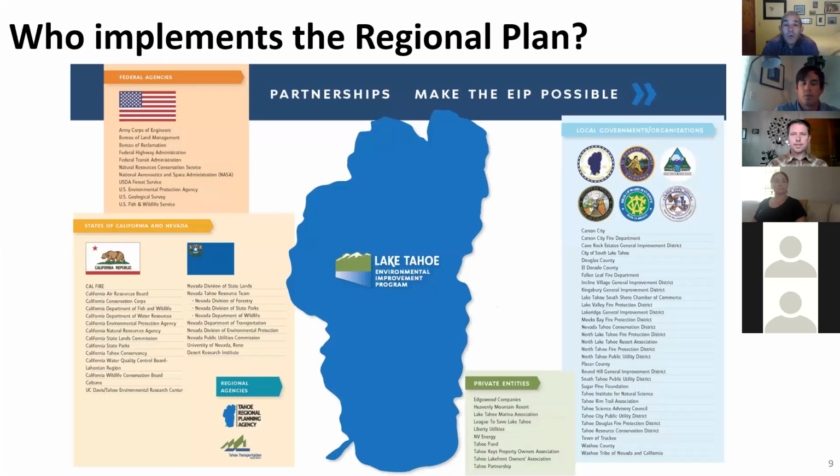And why it's so important to us that other people actually understand what's in the threshold standards is that the regional plan is not implemented by TRPA by itself. The regional plan is implemented by the entire Environmental Improvement Program partnership. There are more than 80 members of that partnership right now that are implementing projects, reviewing plans, doing all the work that's really necessary to actually achieve and maintain these goals. So it really is a collaborative effort to work towards these goals.